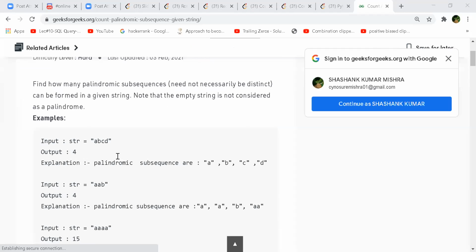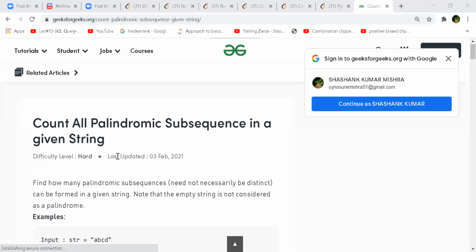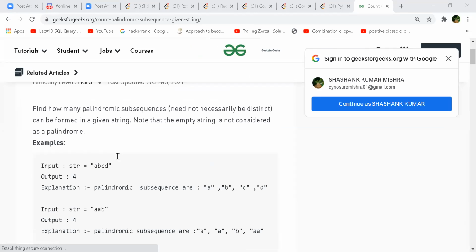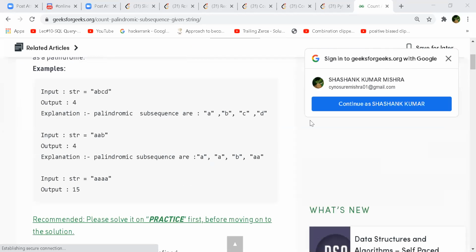Can you open that Geeks for Geeks, Shashank or Harshit? Count all palindromic subsequences, right? Am I audible? Yes. Okay.